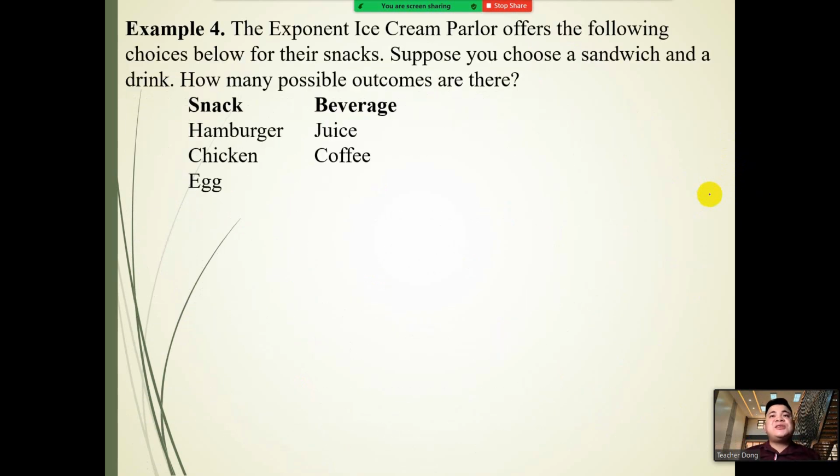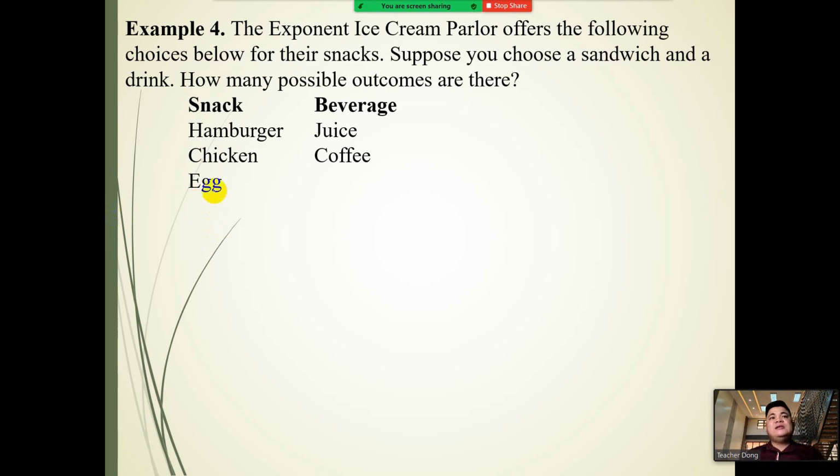The Exponent Ice Cream Parlor offers the following choices below for their snacks. Suppose you choose a sandwich and a drink. How many possible outcomes are there? So for the snacks, we have hamburger, chicken, and egg. And then for the beverages, we have juice and coffee.